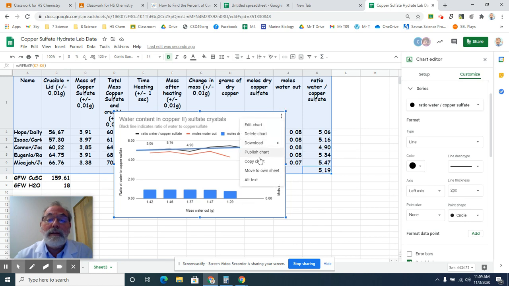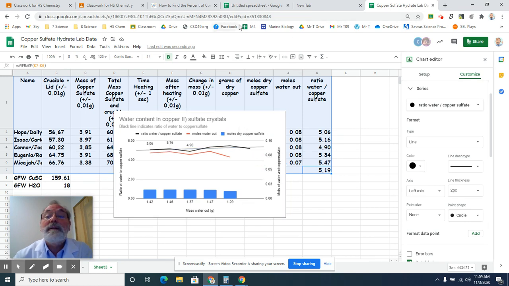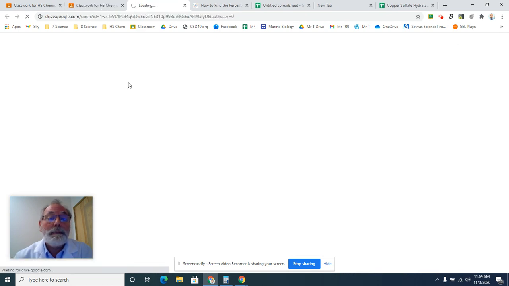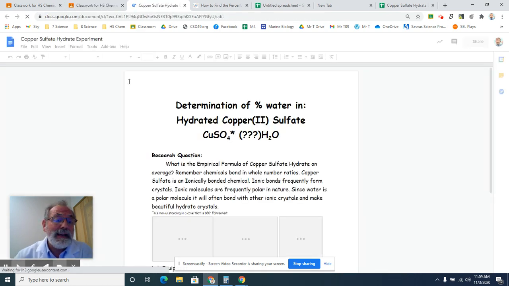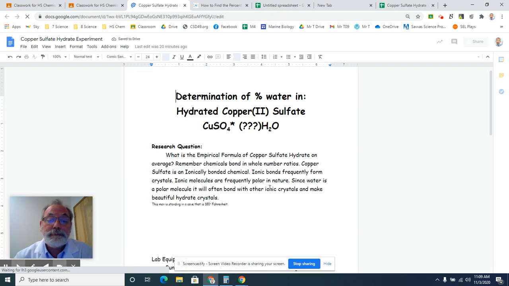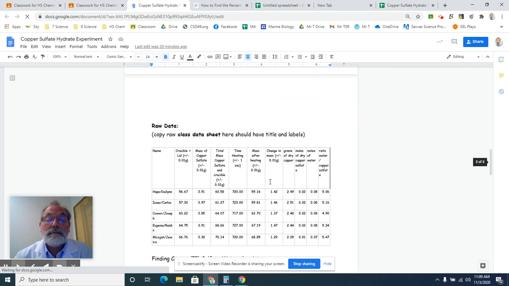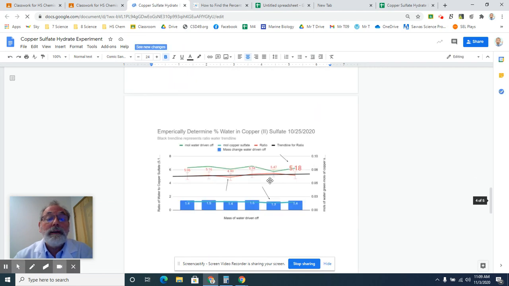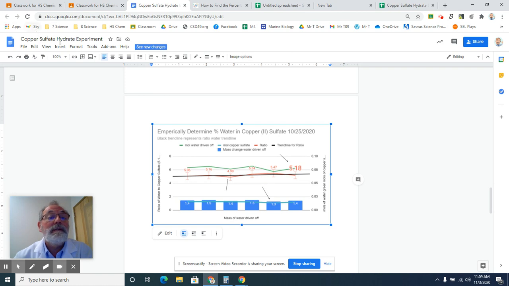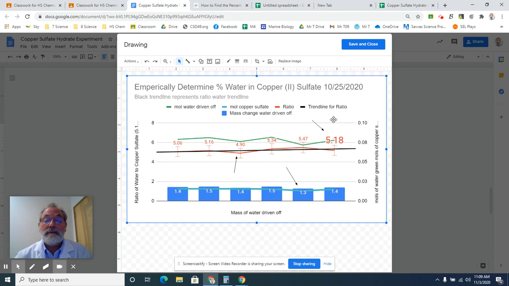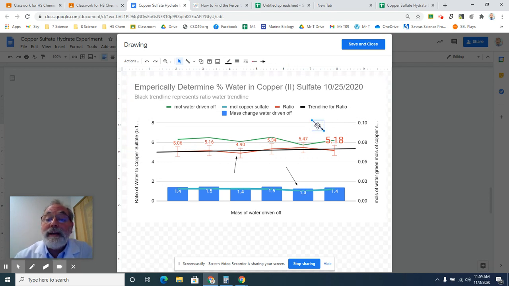You click here, copy the chart. Now you're going to go put it in your document. Then you're going to add arrows. And how you add arrows is you're going to go here, double click on it. You put it in as a drawing, and then you add arrows by going up here.